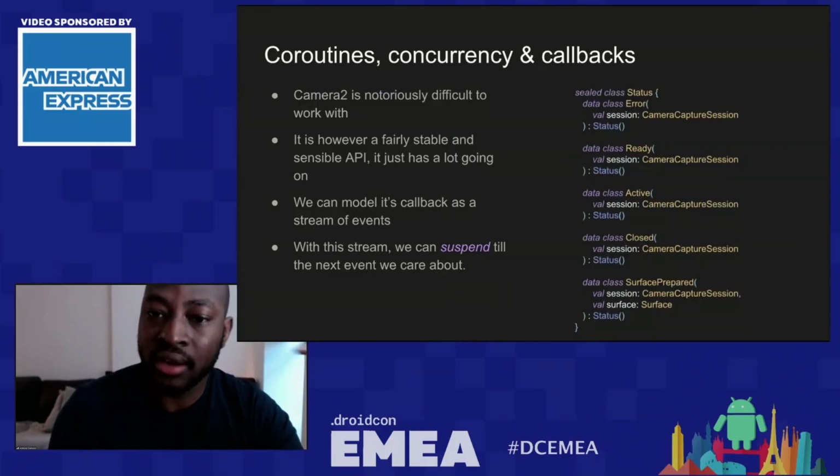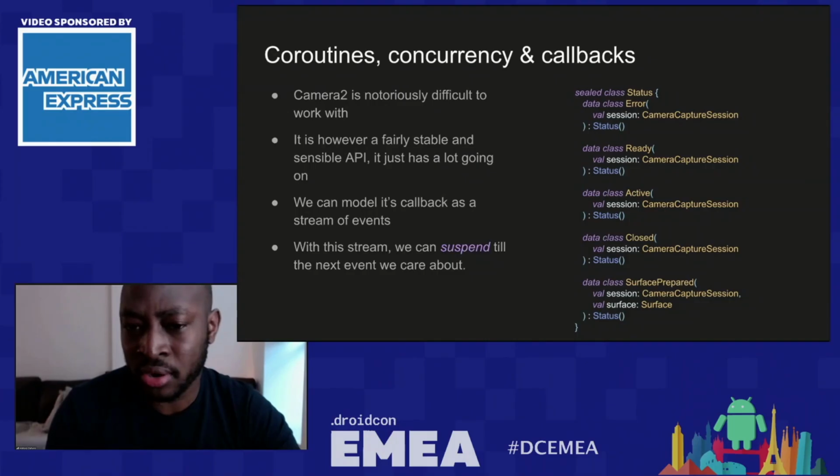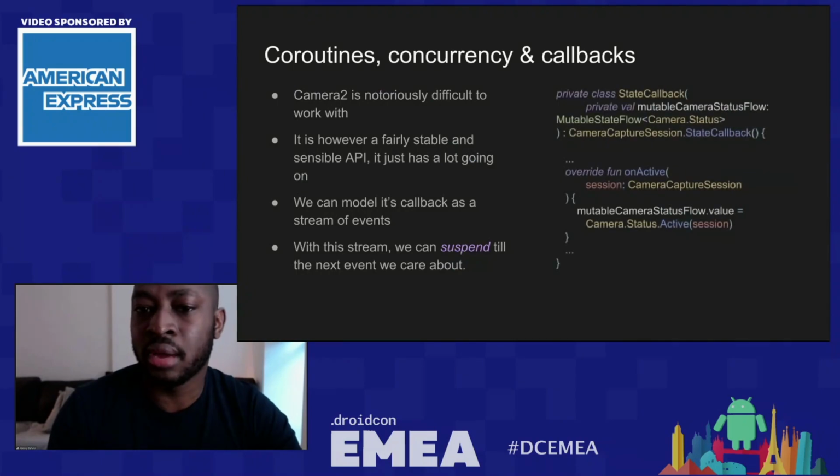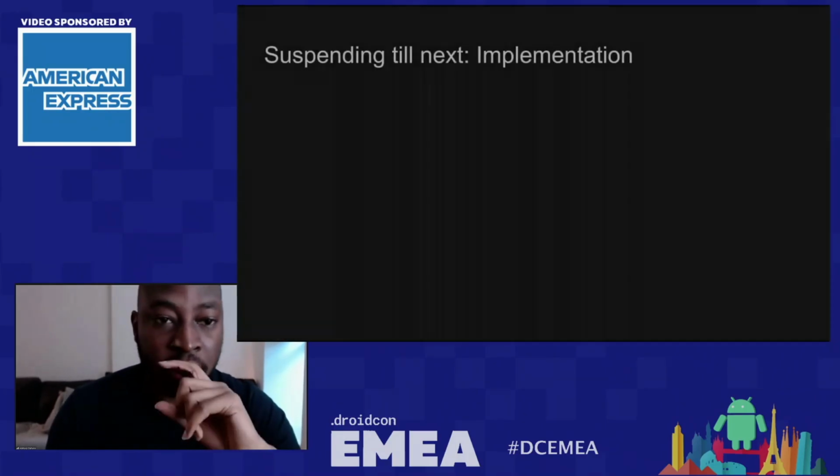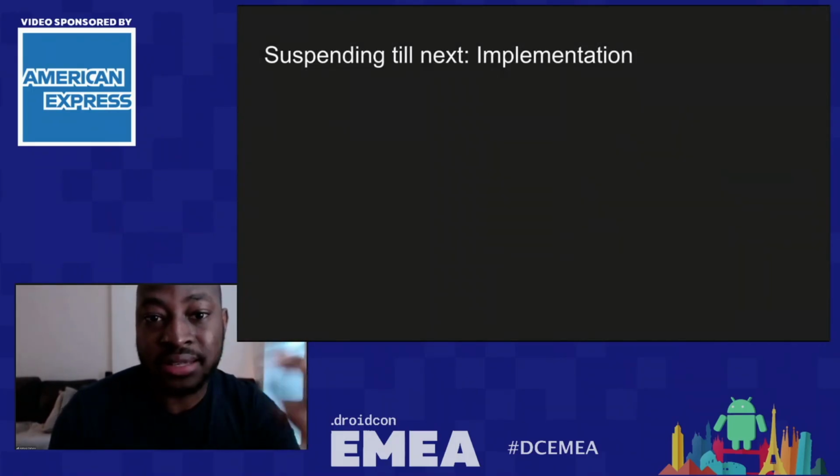So in other words, you can now have this status of the Camera2 API where you have an error, ready, active, closed, surface prepared callback. And if anyone has used Camera2 APIs, you notice that these are named identically to the callbacks in Camera2. So you have an onActive callback. I am using a Kotlin experimental feature, a mutable state flow, where you can just grab the flow and you set the value to whatever the callback provides. This is powerful because you can now suspend till the next invocation.